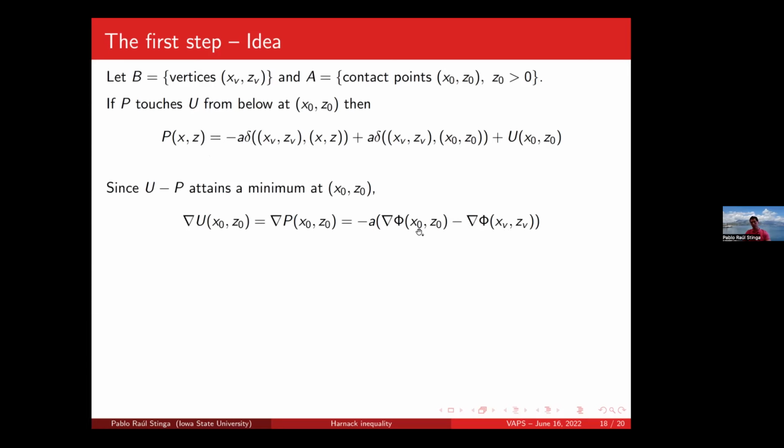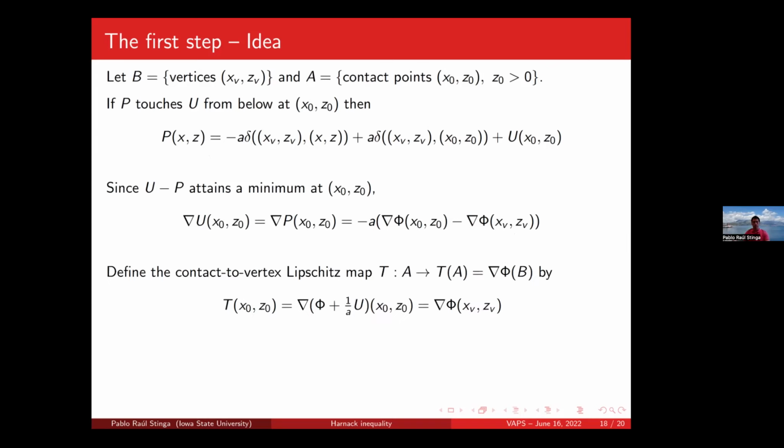This difference at x0 is 0. The gradient of phi. Phi is our convex function leaving the linearized Monge-Ampère. Okay, so now with this, we create this Lipschitz map T that takes a contact point to a vertex point. So you take a contact point, x0 is 0, and you pass this to the other side, divide by A, and pass this gradient of phi to the other side. That is exactly the gradient of phi at the vertex.